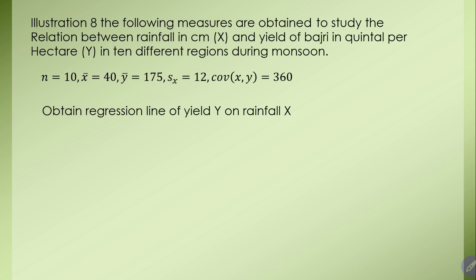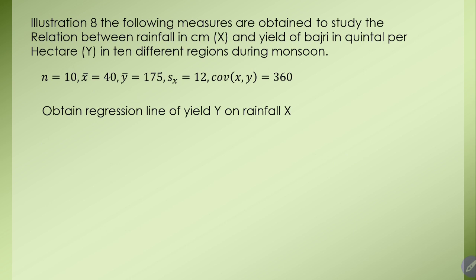So now we are continuing with an example. Illustration number 8. The following measures are obtained to study the relation between rainfall in centimeters and yield of bajra in quintal per hectare in 10 different regions during monsoon. N is equal to 10, x bar is equal to 40, y bar is equal to 175, Sx is 12, covariance is 360. What is Sx? Sx is the standard deviation of x.